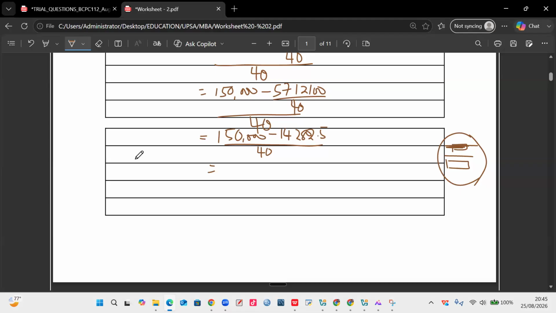Sir, please, I have a question. Is it 150,000 minus what figure? I'm not seeing the figure. 142,802.5, all over 40. If you want to work smart, just press the fractional key, the key below the CALC. Then you can punch everything on it. Have you all done it?